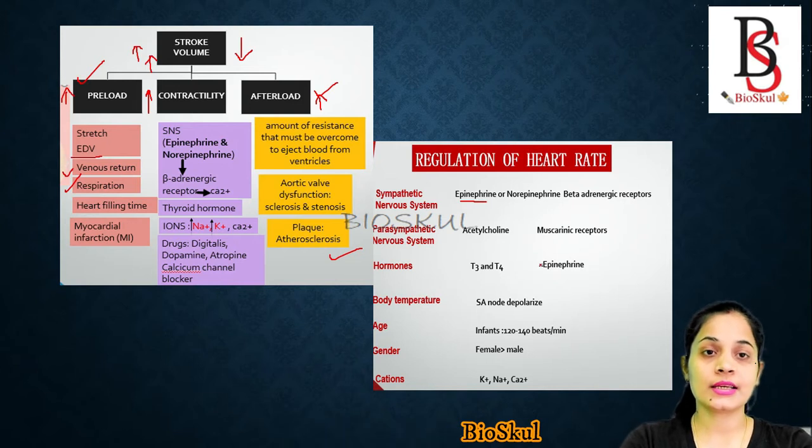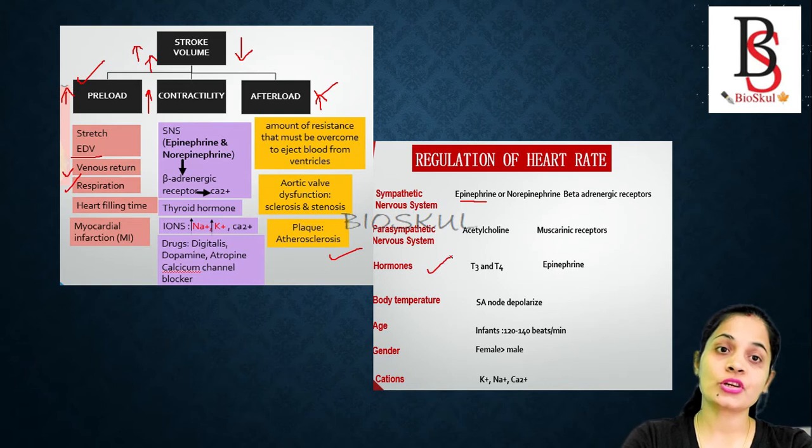Hormones like T3, T4 and epinephrine increase the heart rate. Body temperature: if body temperature increases, then heart rate increases. If body temperature decreases, then the heart rate also decreases.